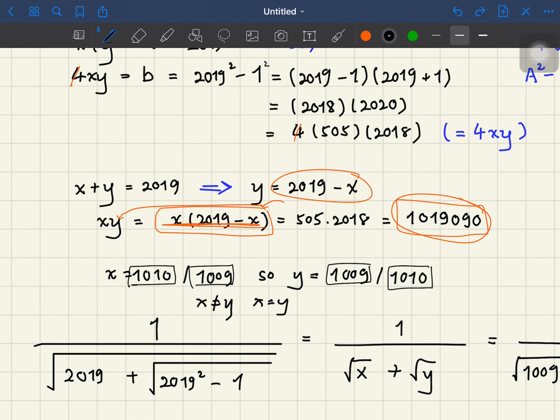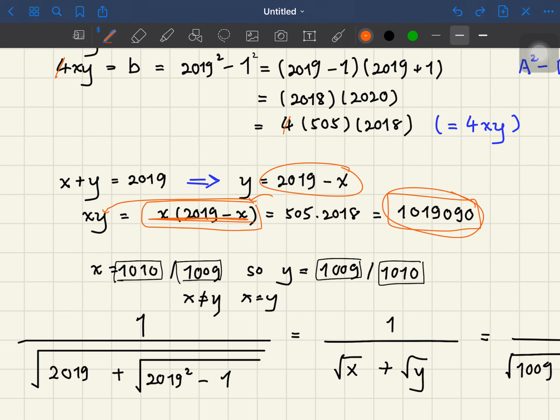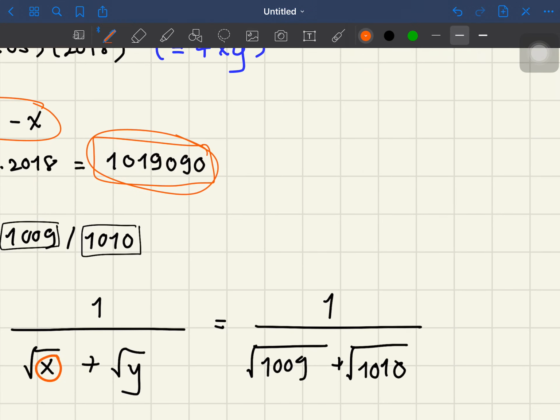Since the nested radicals are in fractional form, you just have to ignore the numerator and write the nested radicals as separated radicals. We recall x equals either 1010 or 1009, but I would like to use 1009 for x and then 1010 for y.